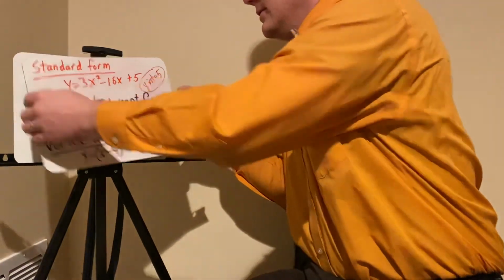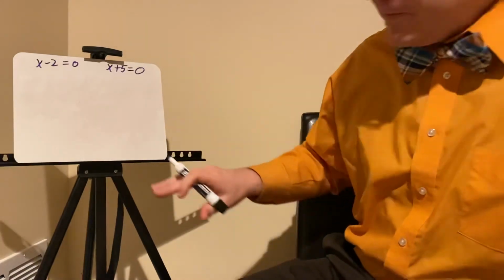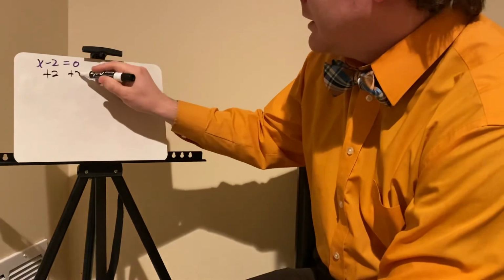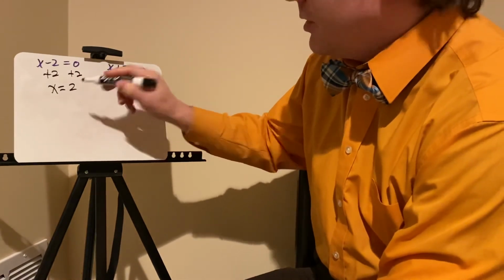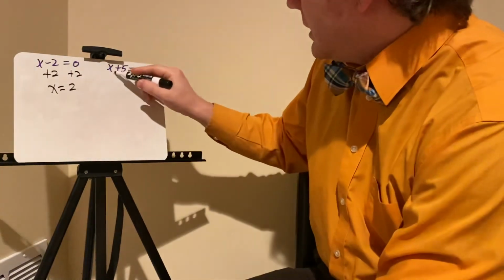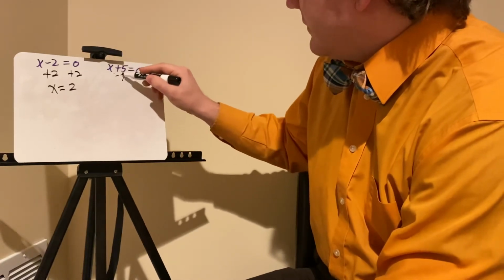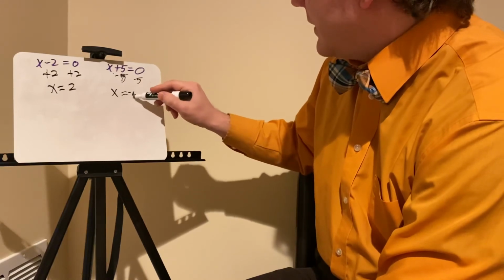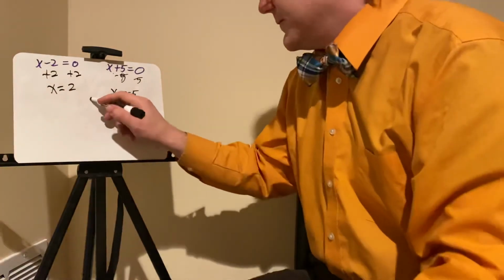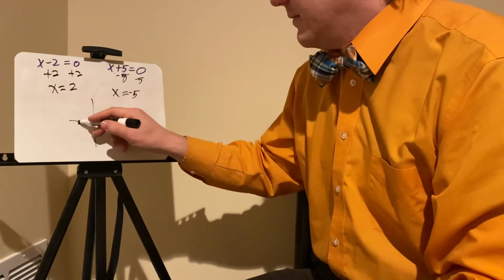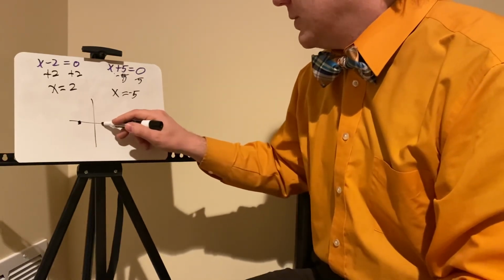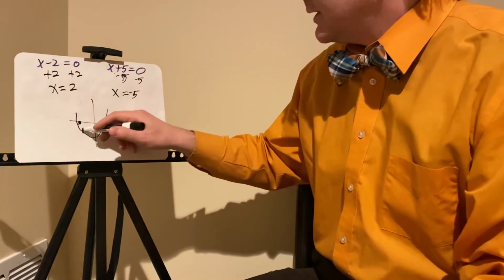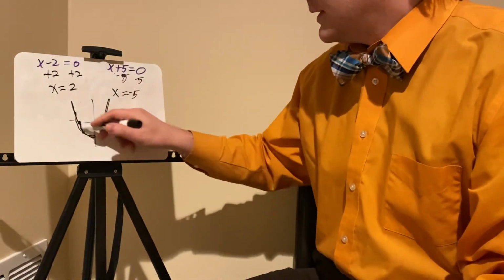Now let's do the factored form. And in here we have x minus 2 equals 0. You just add 2 to both sides. So x equals 2 would be one of the x-intercepts. The other one would be subtract 5 from both sides. And you get x equals negative 5. So on this graph here, you'd have one here at negative 5 and one here at 2. And depending on the rest of the equation, your parabola might look something like this. And it would go like that.